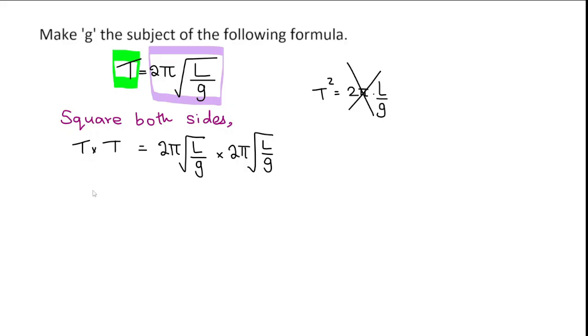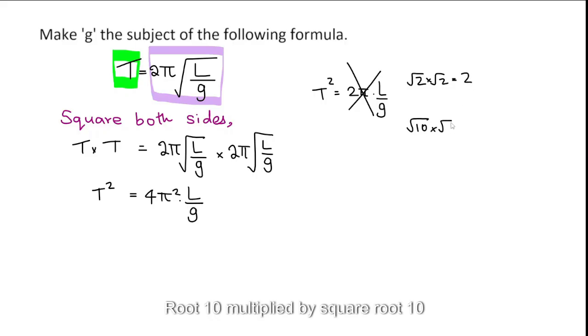T times T is T squared. 2 times 2 is 4. Pi times pi is pi squared. Root L over G multiplied by root L over G is simply L over G. This is like root 2 times root 2 is 2. Root 10 multiplied by square root 10 is 10. Like that, root L over G multiplied by itself is just L over G.